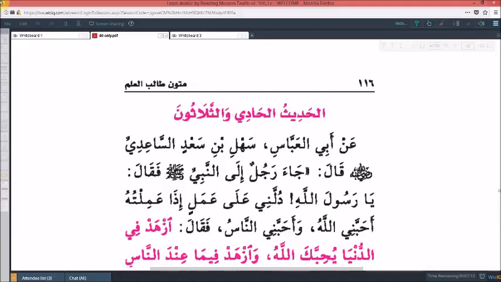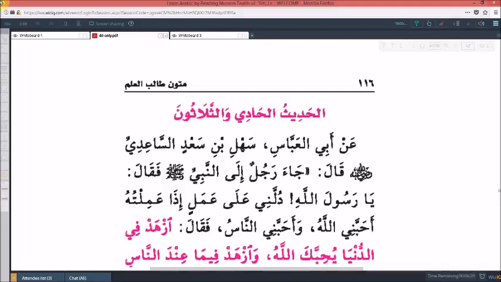عن أبي العباس. Abu became Abi after An. Abi al-Abbas, Abbas is mudaf ilayh, majroor. Sahal, Sahal is a badal. It's a repeat for Abi. So it's majroor. I can say An Abil Abbas, or I can say An Sahal. And then Ibn is a badal. I can say An Ibni Sa'd. Sa'd is mudaf ilayh to Ibn, the son of Sa'd. Ibni Sa'd. As-Sa'idi. That's his tribe. As-Sa'idi.